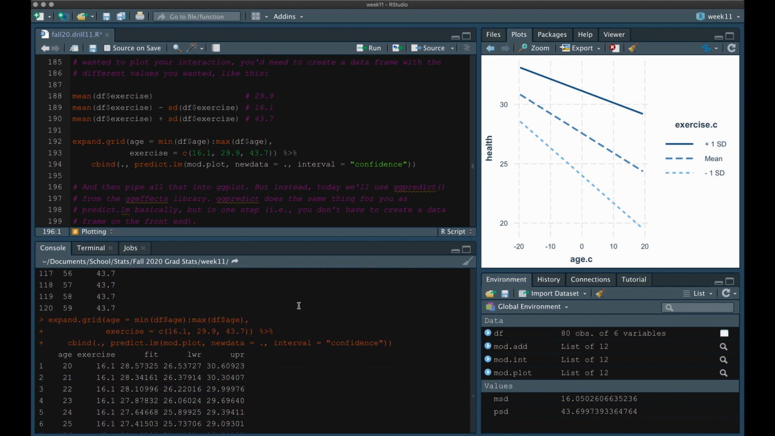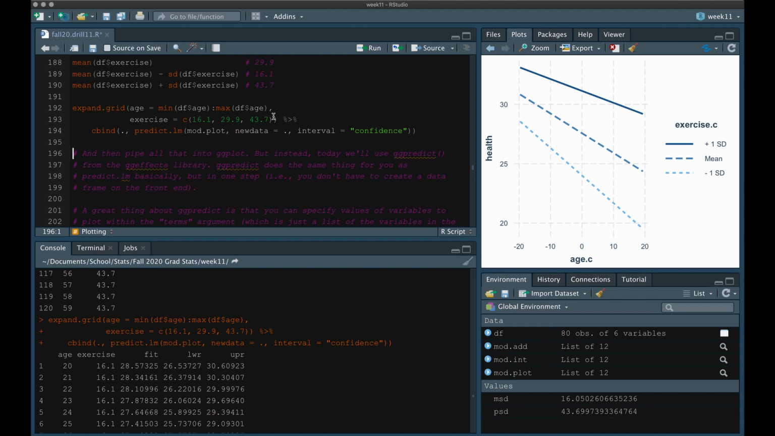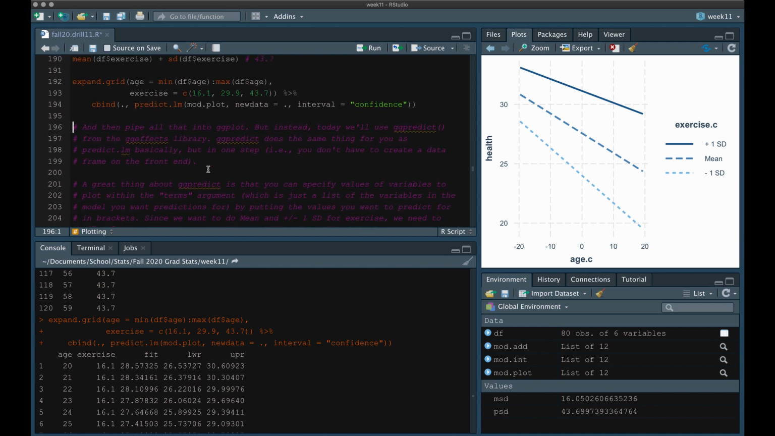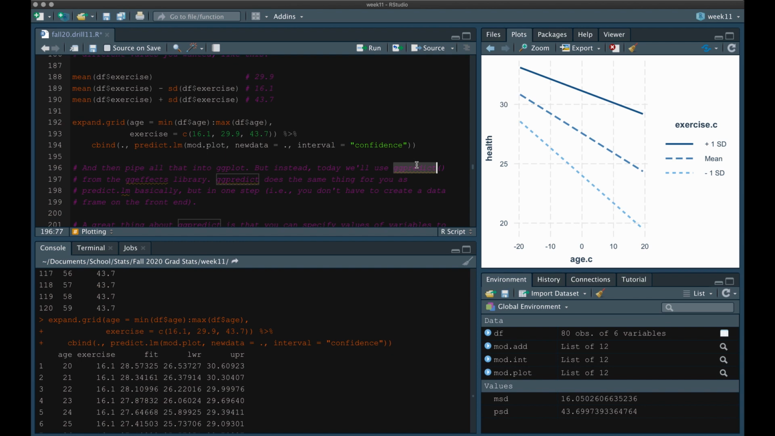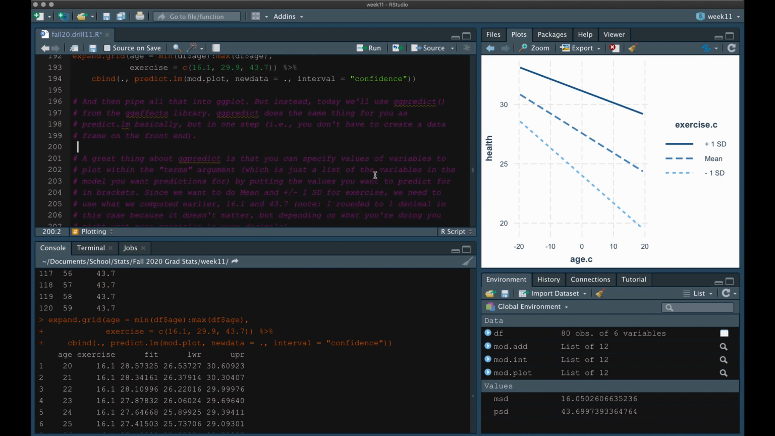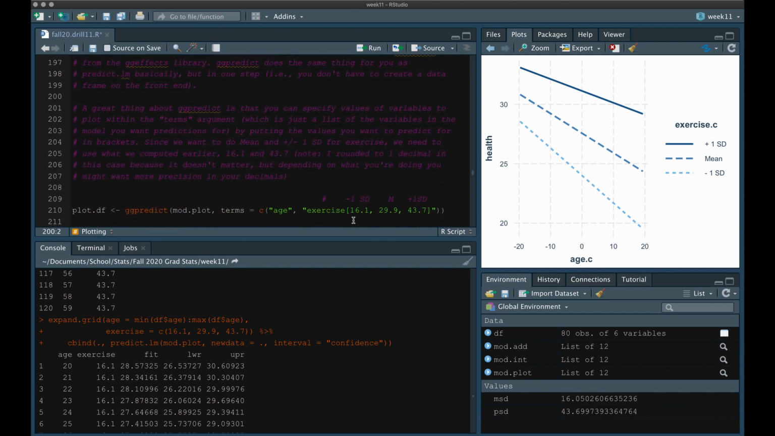With the fit, lower and upper, that's what we piped in to create our lines and things. But today, instead, we're going to use a function called ggpredict, which is from the ggeffects library. ggpredict does the same thing as predict LM, but it does it in one step. You don't have to create this data frame ahead of time. And one of the really great things about it is that it allows you to specify specific values of whatever variables you want just by putting them in brackets here in the terms argument.